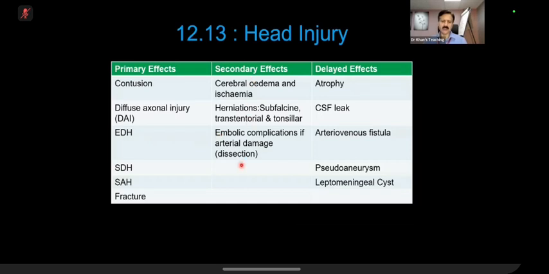Look at these secondary effects. Cerebral edema and ischemia, this is asked in the exam, and I'll come back to this. Herniations are important. Embolic complications, including arterial dissection, this is important. And long-term effects, particularly, let's say, leptomeningeal cyst, this has come in the exam. I've also shown you arteriovenous fistula, dural AV fistulas before. This and this I'm not going to show you. Leptomeningeal cyst I have shown you, but maybe we will just revise it. I will come to this concept, and I will also come to this concept. Diffuse axonal injury is very, very important.